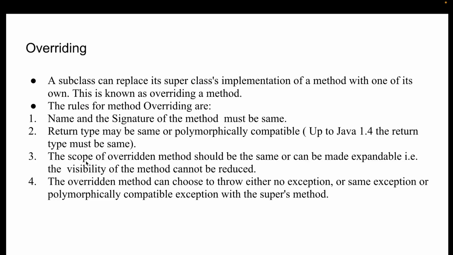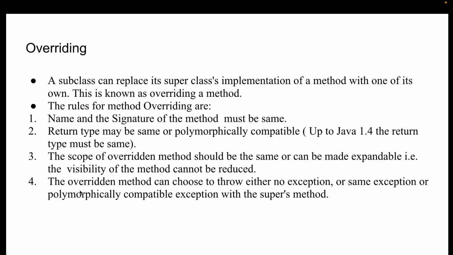What the third point basically tells is, suppose a method is default, and you are trying to override it in a child class, then the visibility should not be lesser than default, it can be greater than default only. So that is what we mean to say.